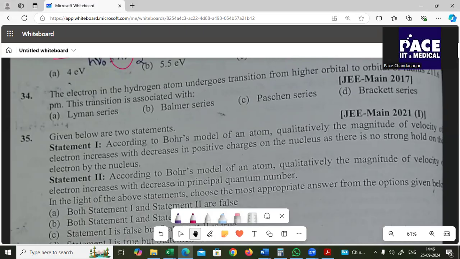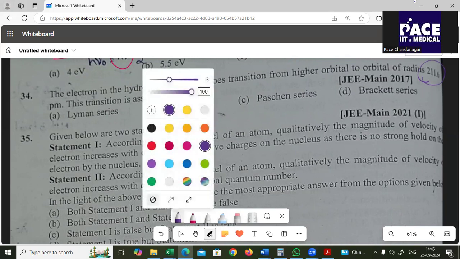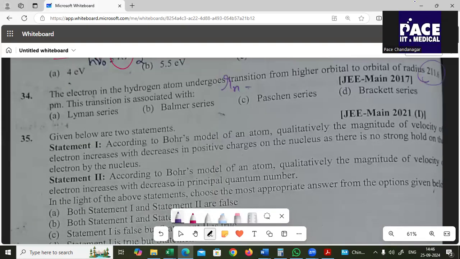Okay. Next, question number 34 we are in. The electron in the hydrogen atom undergoes transition from a higher orbital to the orbital of radius 211.6. 211.6 is the radius there. The transition is associated with which series? It has been asked to us. So the radius of the nth orbit is 0.529 n square by Z, right? Now it is hydrogen, so Z is equal to 1. Radius is given to you. So radius is what?